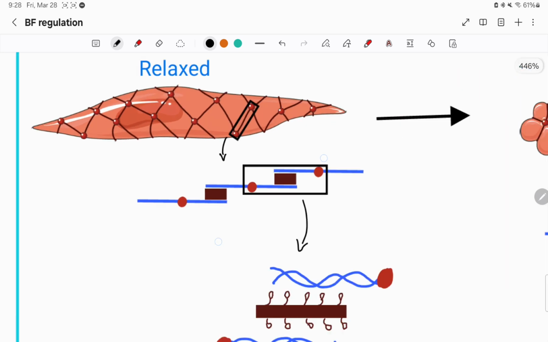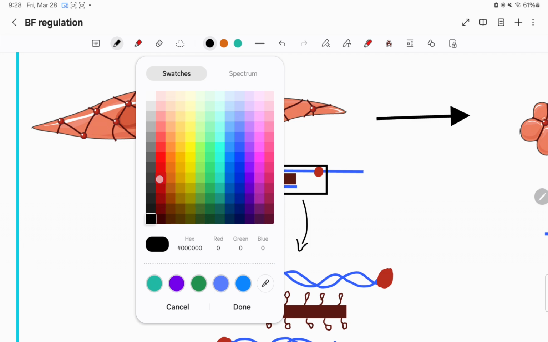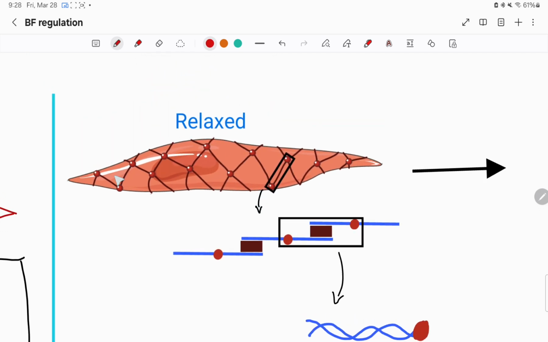Now, when you look at the smooth muscle cell, guys, you're going to see all of these little bands and these little circles. But the real question is, what is all of this? Like, what am I actually looking at? Now, these guys are very special.